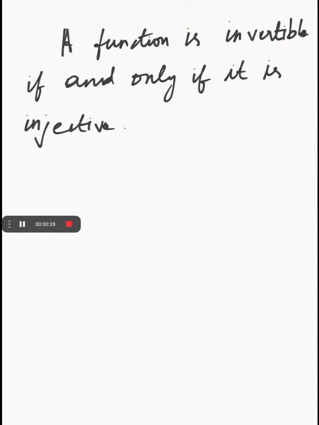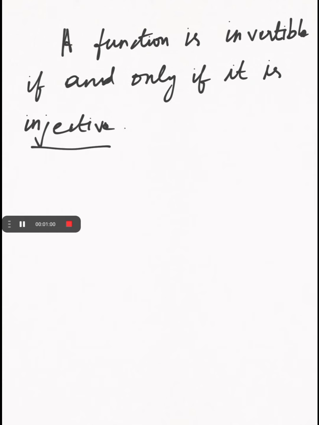What does the statement mean? A function is invertible if and only if it is injective. That means if and only if a function is invertible. Invertible means it has an inverse, and if and only if it is injective. What is the meaning of injective? Injective means nothing but a one-to-one function. If the function is one-to-one, it must be invertible. If the function is invertible, it must be a one-to-one function. I hope you understand this.